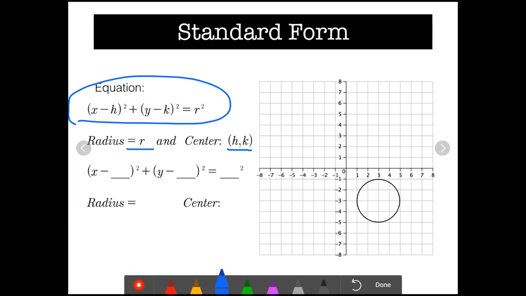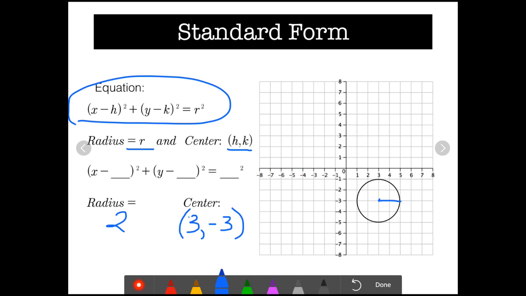So for example, if we take a look at the circle on the graph and we're trying to write the equation for this, first let's take a look at what the center is, and it looks like it is (3, -3), and the radius is 2.